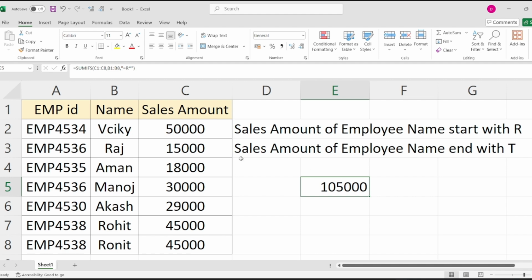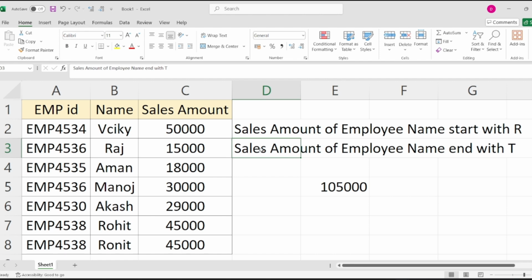So here is the name starting with R, Raj, 15,000 sale, and the second is in row 7, so 45,000. So it becomes 60,000, and here is 40,000, 45,000. So total would be 1,05,000. The same is reflecting here.